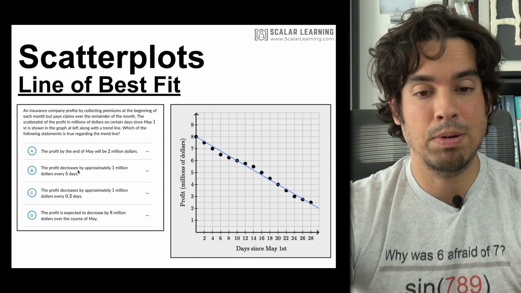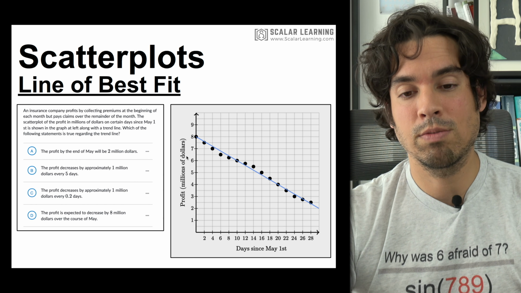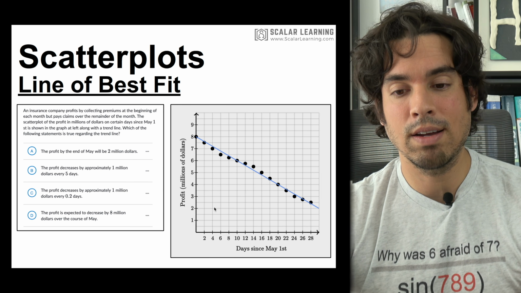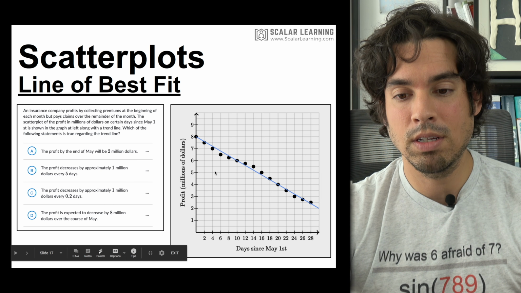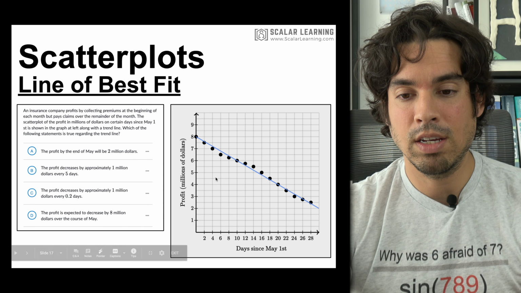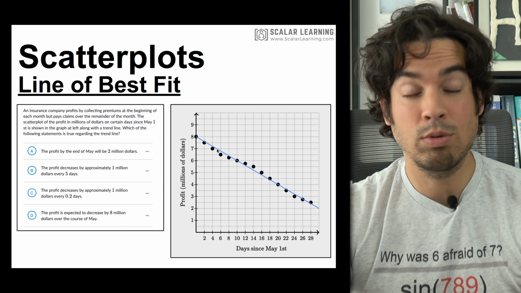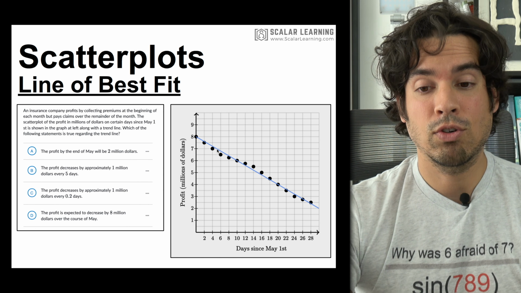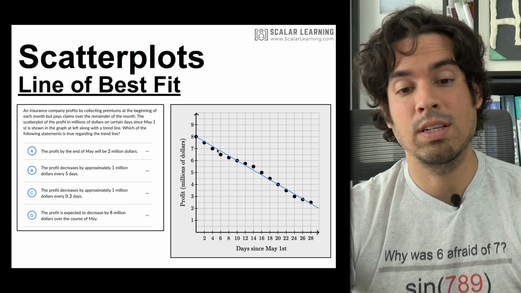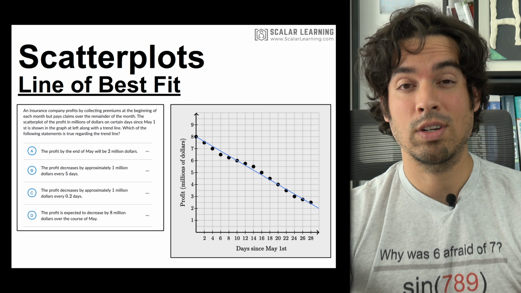So let's take it back to B. B, it says the profit decreases by approximately $1 million every 5 days. We'll check it out. We're at 8 million. Here is 5 days right there. And boom, looks like we dropped to 7 million after 5 days. So I feel pretty confident that B is going to be the right answer in this case.